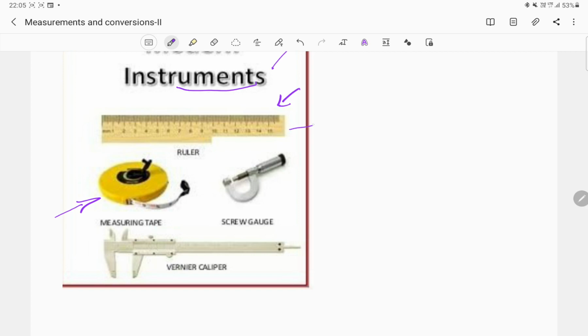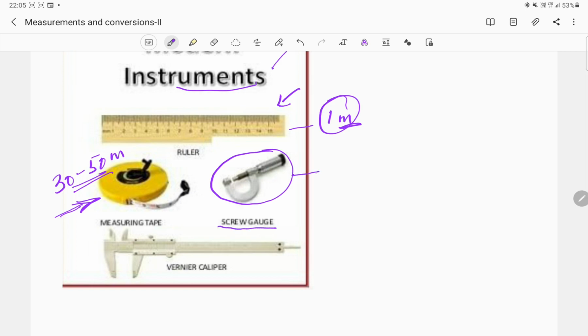A ruler is usually not more than 1 meter long. We'll learn what a meter is in our next video. A measuring tape is used to measure longer distances. It can be used to measure 30 to 50 meters long objects or places. And then we've got this device here, and this is called a screw gauge. A screw gauge is used to measure very small, very tiny lengths that are less than 1 millimeter. What is 1 millimeter is something we'll learn soon.